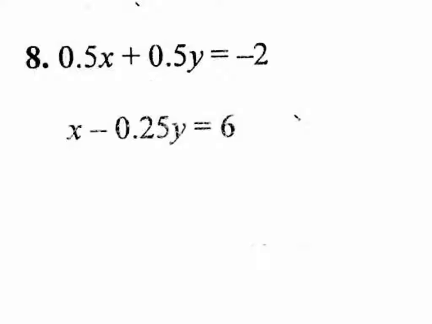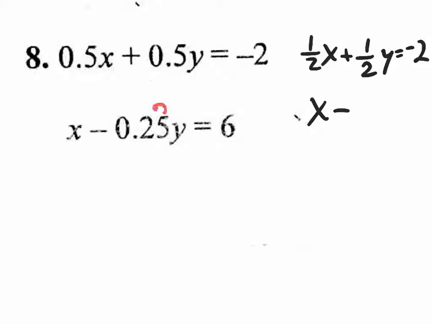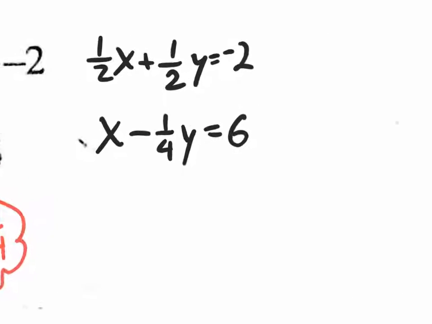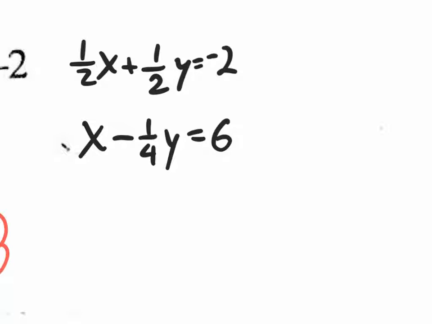Okay. So on number 8, the 0.5 would change to 1/2 x plus 0.5y, that's plus 1/2 y, equals negative 2. The bottom equation would be x minus, see the 0.25, if you think about that, that's really 25 hundredths, which reduces down to 1/4. So you could change that 0.25 to 1/4. So that's really minus 1/4 y equals 6.